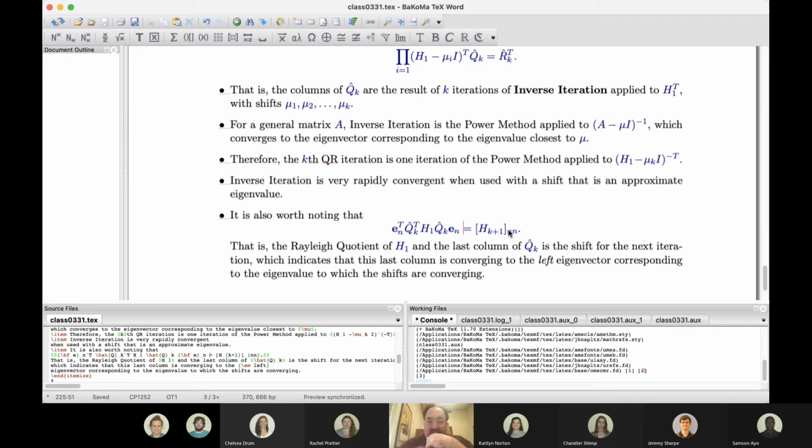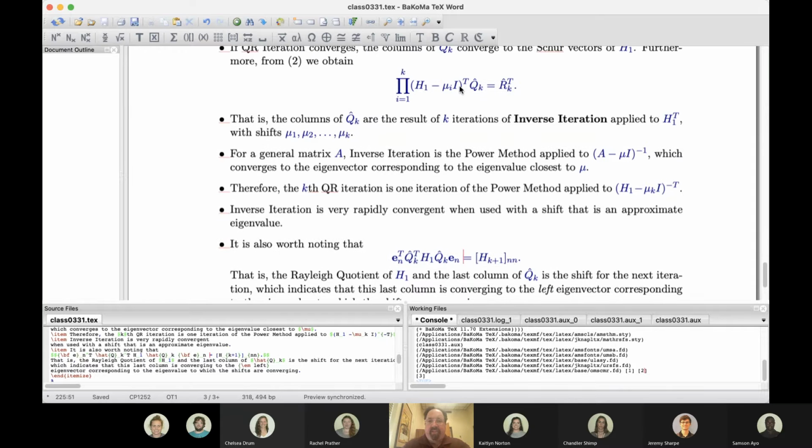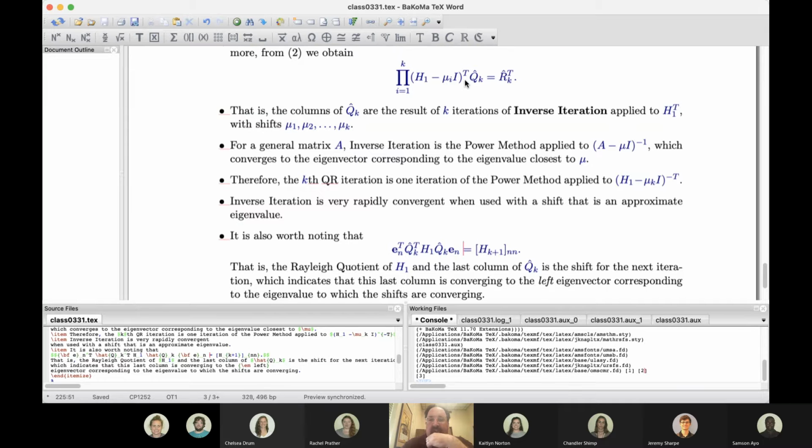And because we're applying inverse iteration to the transpose, it turns out that the last column of Q_k hat, so what this equation is saying, is that this last column of Q_k hat is converging to a left eigenvector corresponding to the eigenvalue that you're converging to. Okay.